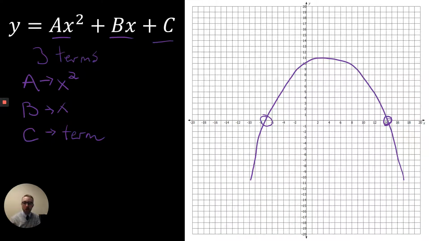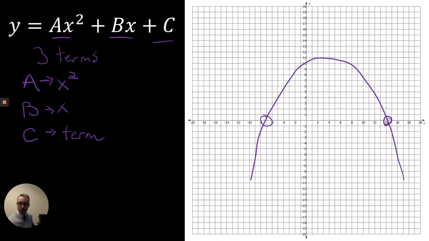Once I know the two places where the curve crosses the x-axis, I can find the vertex, which is the highest or lowest point, and then I can graph the rest of the curve from there. So it's helpful when we're starting to graph to find those two x-intercepts. Which is why, when we use the quadratic equation, when we factor later, we're going to come out with two answers.